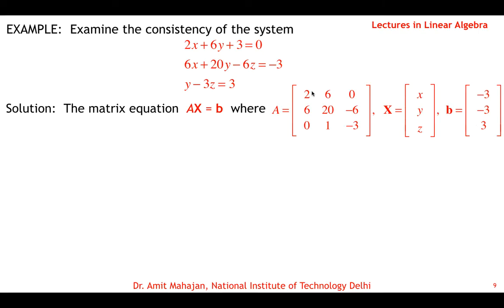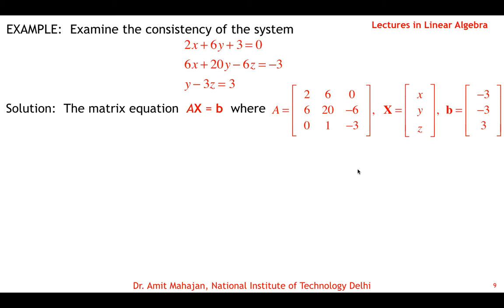Okay, and on the A matrix, the first row gives x coefficient 2, y coefficient 6, and z coefficient 0. So 2, 6, 0, the x, y, z coefficients. Similarly, 6, 20, minus 6, and no coefficient of x, so 0, 1 and minus 3.